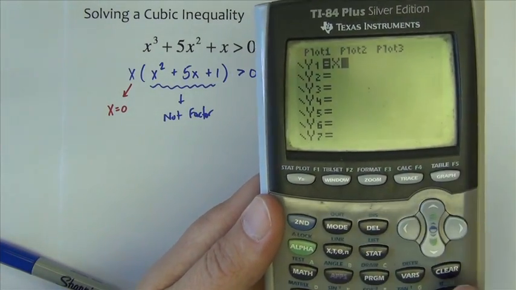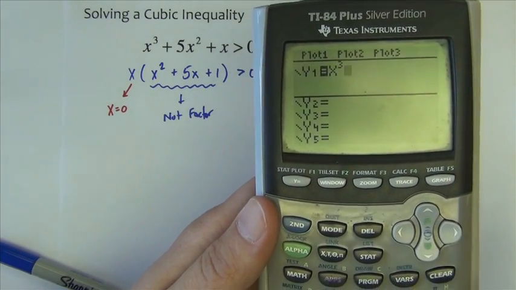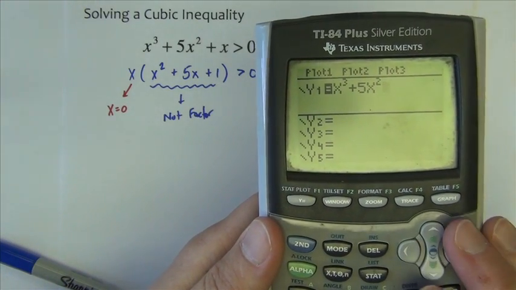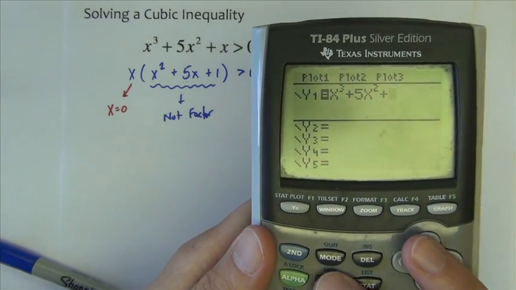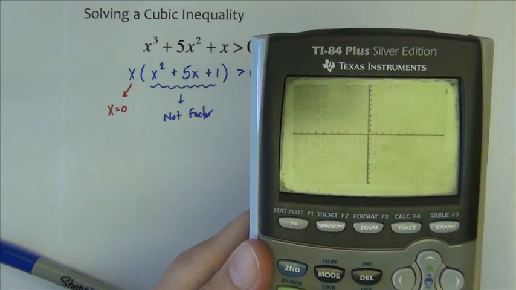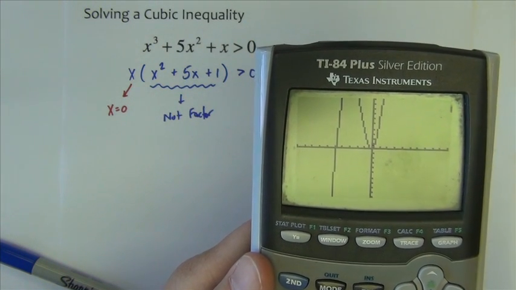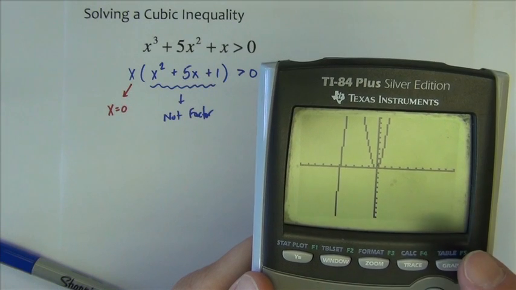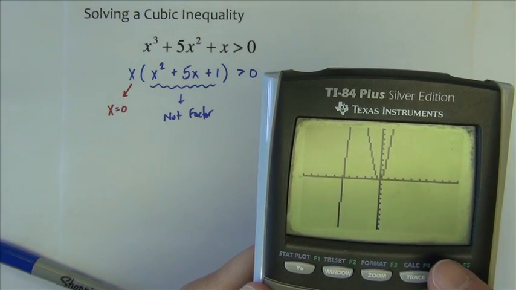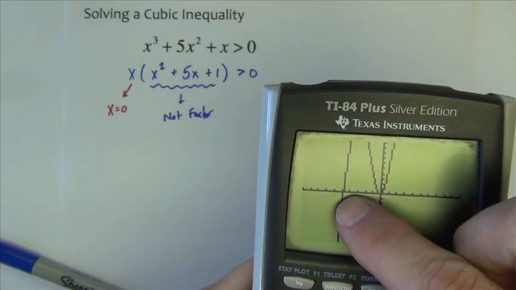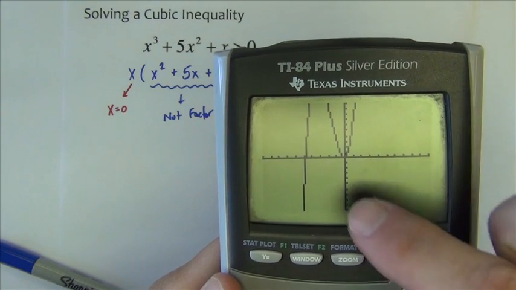I've got x raised to the third plus 5x squared plus x. And let's just kind of see what this looks like. Now what I want to know is, where does it cross through the x-axis? It crosses through out over here. So let's find that point first.